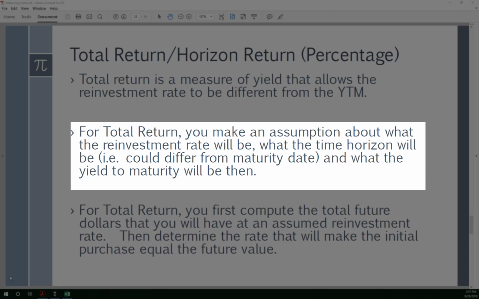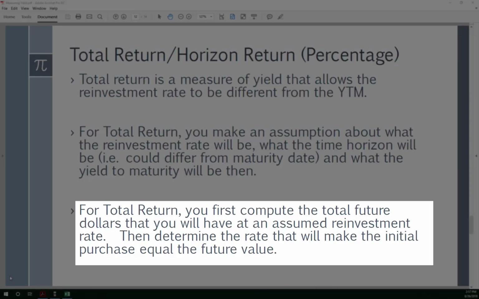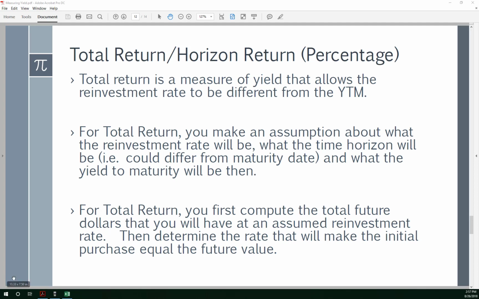And we're also going to make an assumption about what the time horizon will be, so we can let it differ from the maturity date. And we're going to compute what the yield will be for these cash flows. So in this third point, we're going to first compute the total future dollars that we'll have with our assumed reinvestment rate. We're then going to determine the rate that will make the initial purchase price equal to the future value of all of our cash flows. So this is probably best seen by using an example.